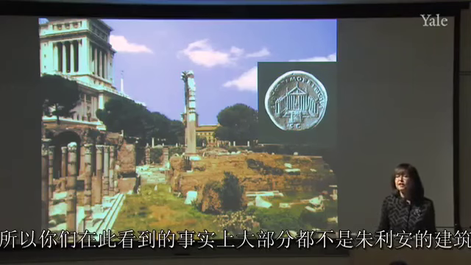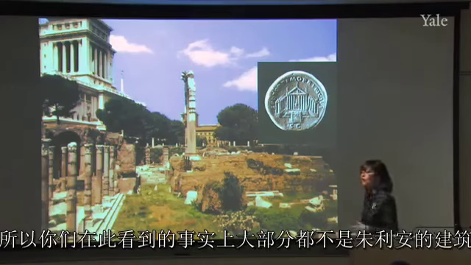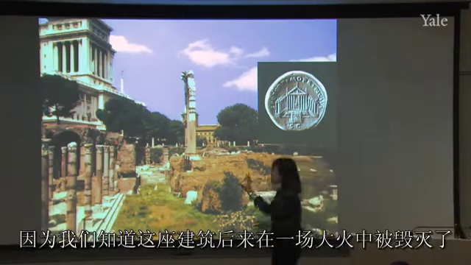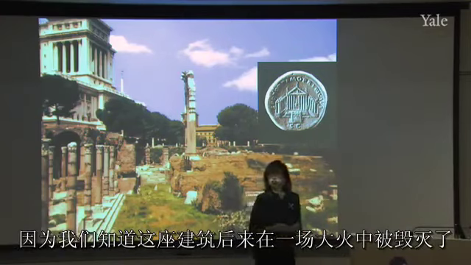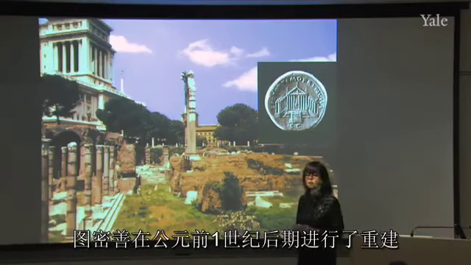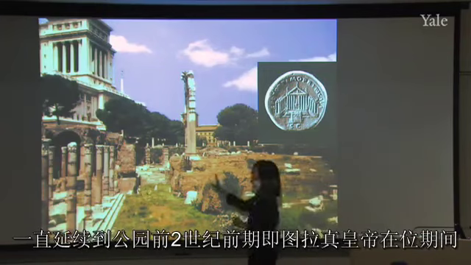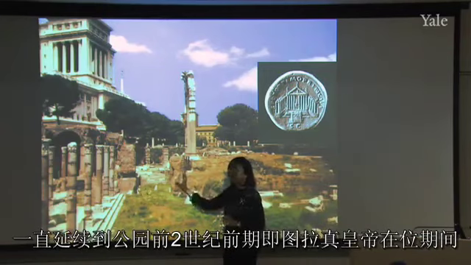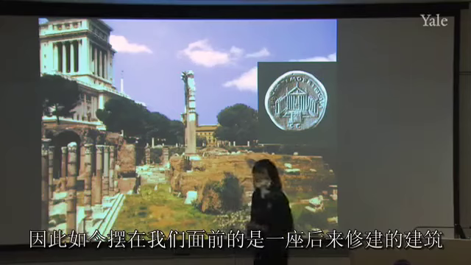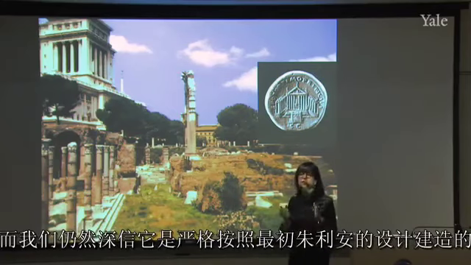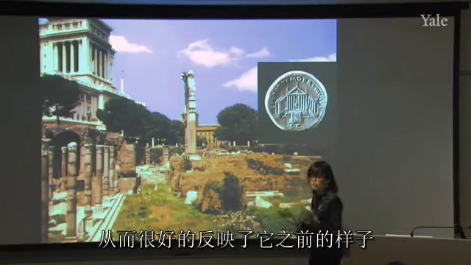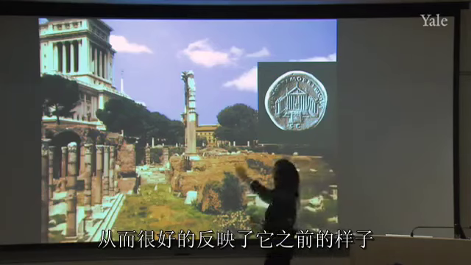And what you're looking at here is actually not even, for the most part, the Julian building, because we know that this building was seriously damaged in a fire later, and that it was restored by the Emperor Domitian in the late 1st century AD, and then by the Emperor Trajan into the early 2nd century AD. And so what stands today is primarily a later structure, but we do believe it was based very closely on the original Julian building, and in that regard is a very good reflection of what it would have looked like.